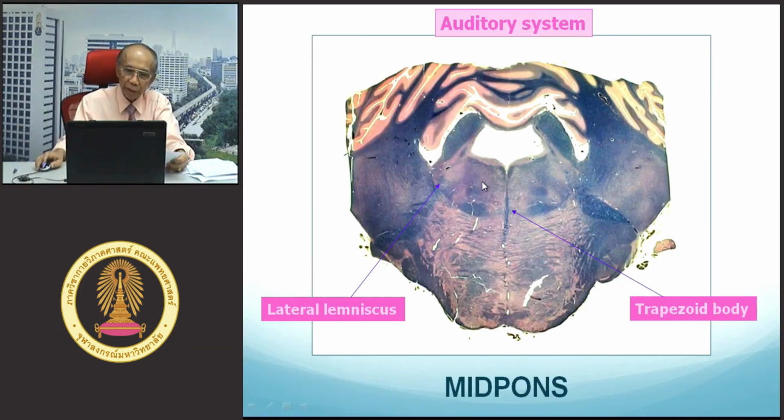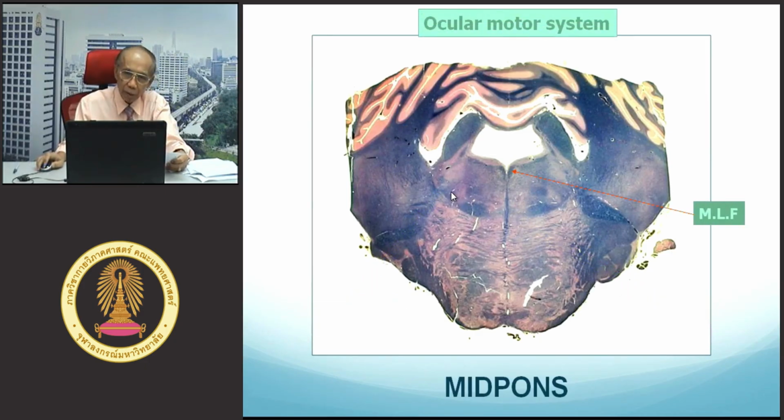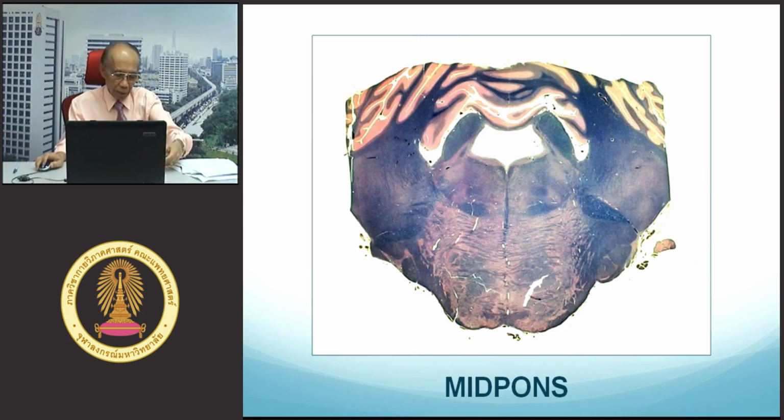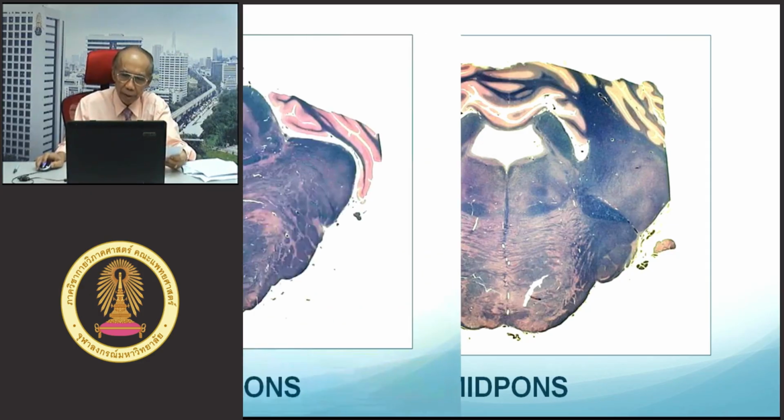The auditory system includes the lateral lemniscus and trapezoid body. The oculomotor system includes the MLF or medial longitudinal fasciculus, which controls the horizontal conjugate eye movement. Now, the end of mid pons.